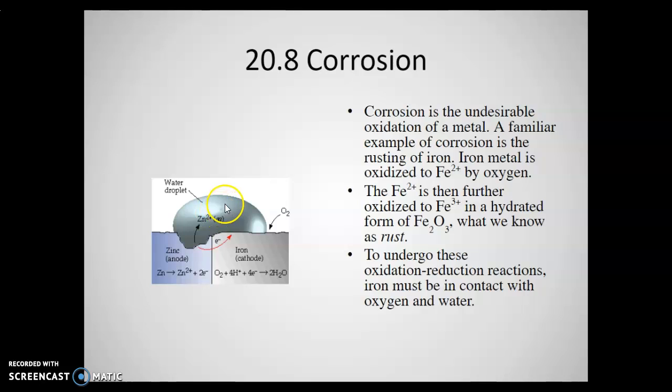But what you see illustrated here is a sacrificial anode. So zinc is used to coat iron nails. They're called galvanized nails. And the reason why this is done is because zinc is more easily oxidized than iron is. And so you get zinc oxidized before the iron. And then the zinc oxide layer actually provides protection for the iron against further oxidation. So that's the idea behind sacrificial anodes and corrosion.